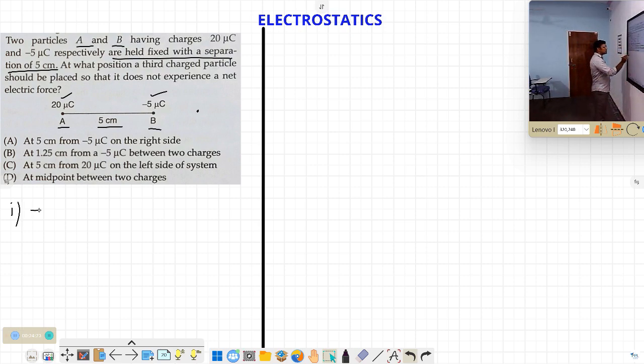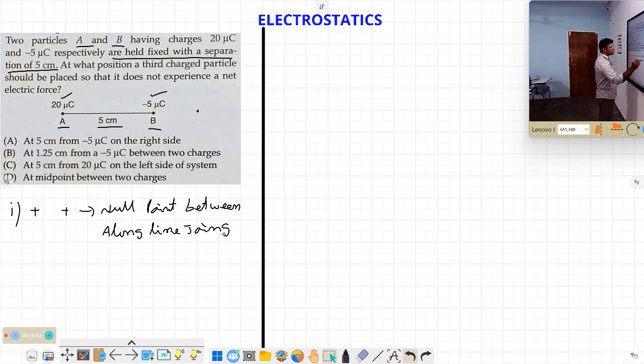If you take two positive charges, where are you going to get the null point? The null point will always be between the two charges, along the line joining them. This we already discussed previously. If the two charges are unlike, one plus and one minus, in this case the null point will always be outside. You will get it outside of the two charges, along the line joining the two charges.